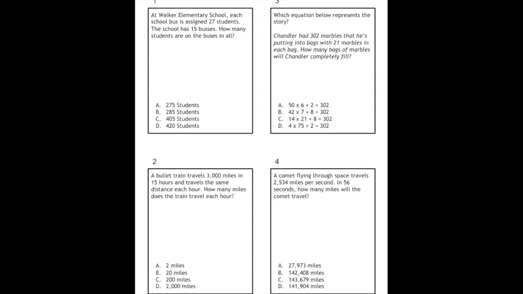4. A comet flying through space travels 2,534 miles per second. In 56 seconds, how many miles will the comet travel? A. 27,973 miles. B. 142,408 miles. C. 143,679 miles. D. 141,904 miles.